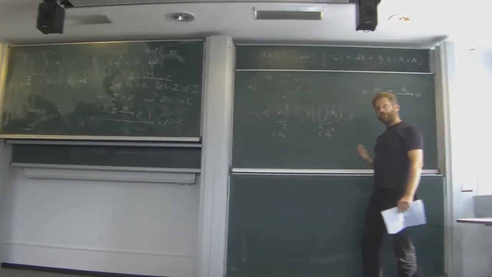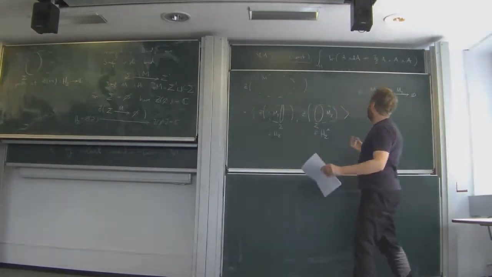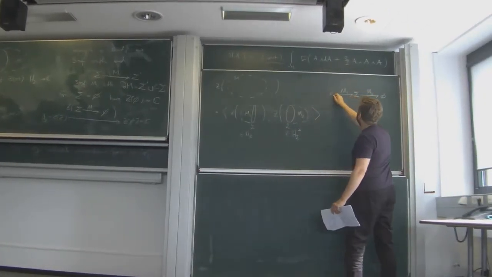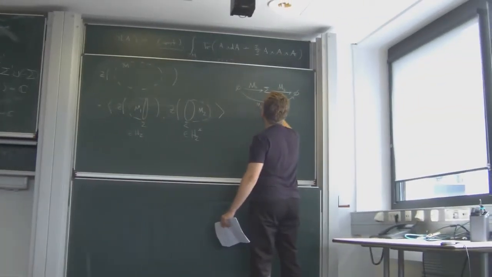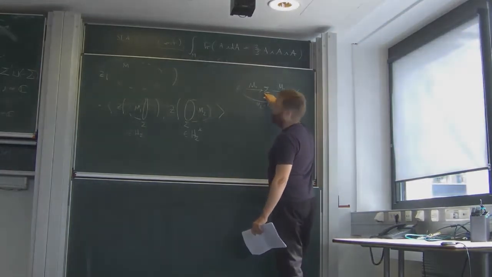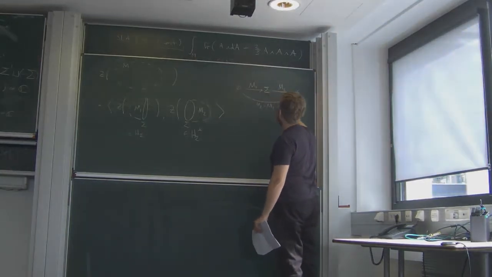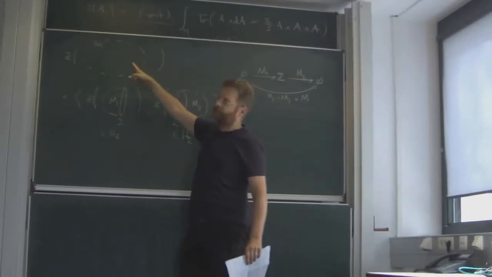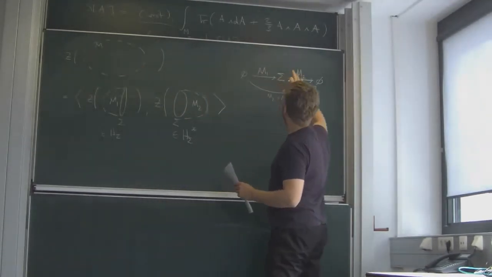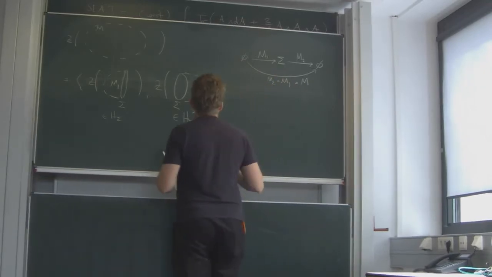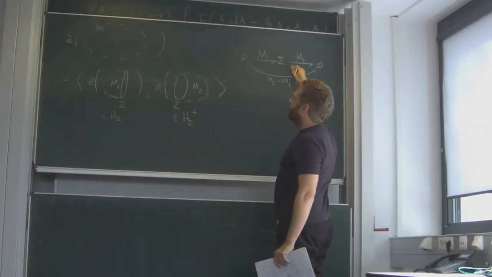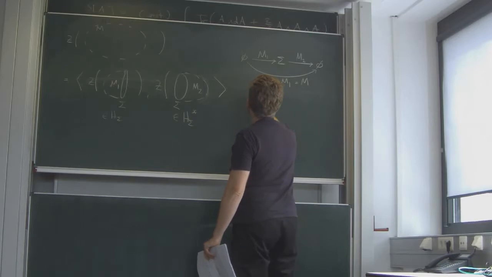And the composition in Bord three is gluing. So the composition M2 composed with M1 is just you glue along sigma, and so then you get this M. That's how this looks in Bord three. And now I apply the functor Z to this. So like that.